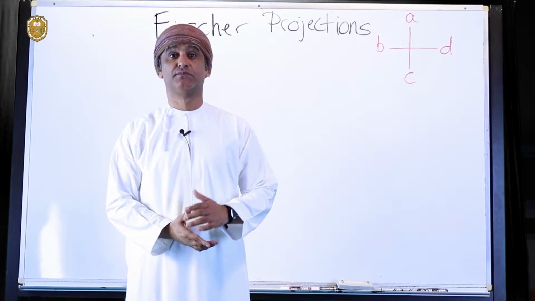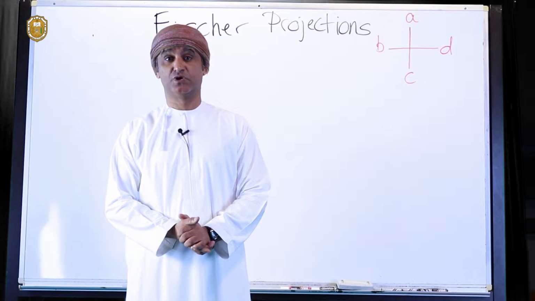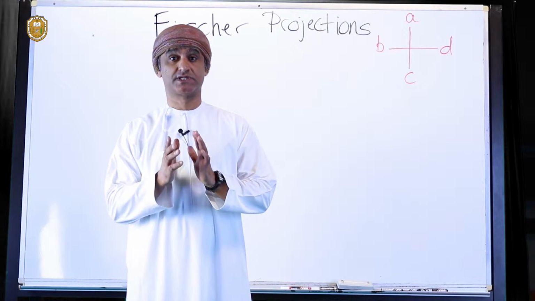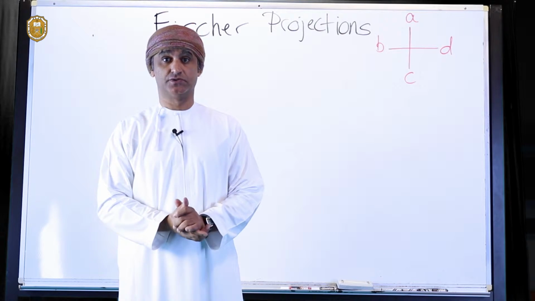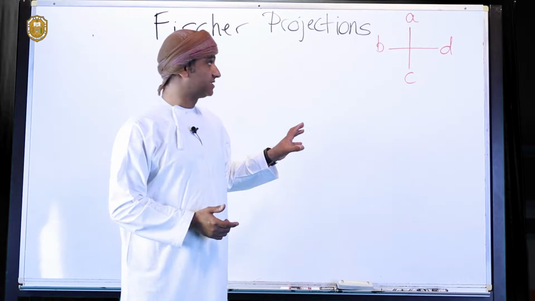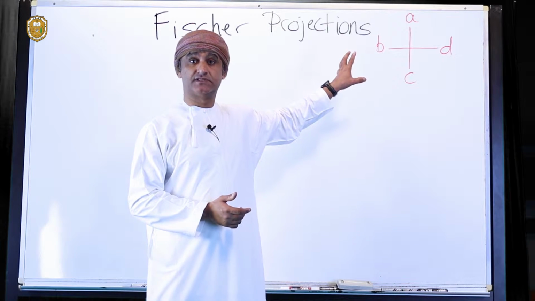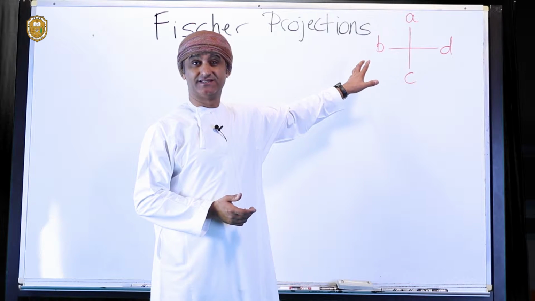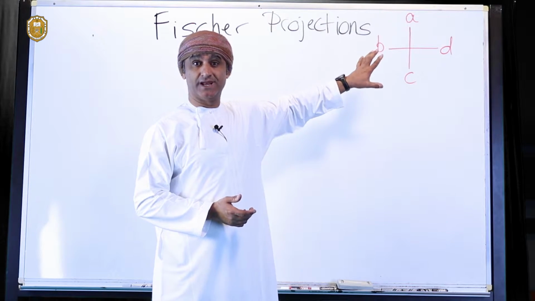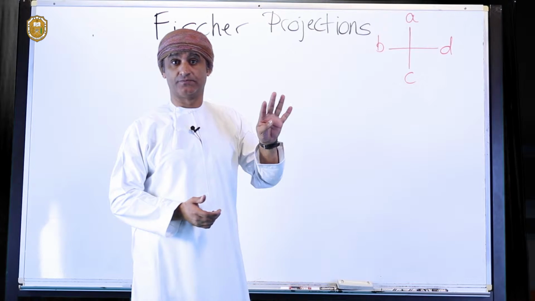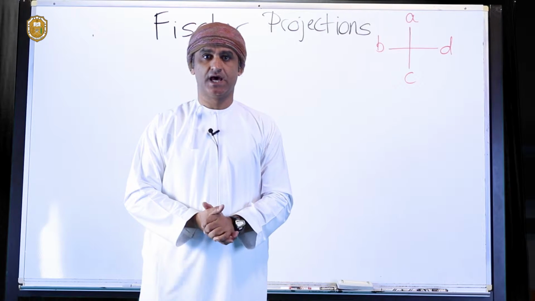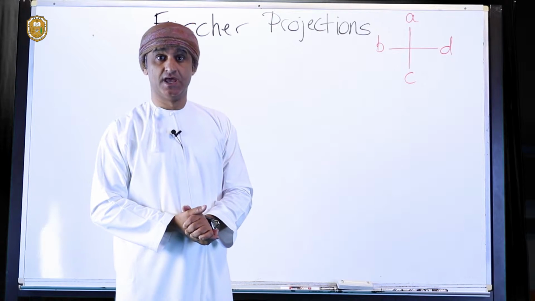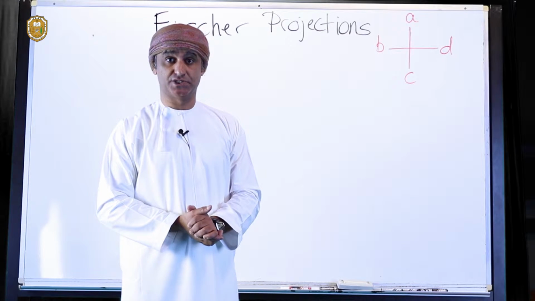Fischer projections are an important way of viewing or representing molecules in stereochemistry. In Fischer projections, all bonds around a specific tetrahedral center or carbon are shown as solid lines, as if they are on the plane. All four different groups around a tetrahedral carbon are represented by solid lines.